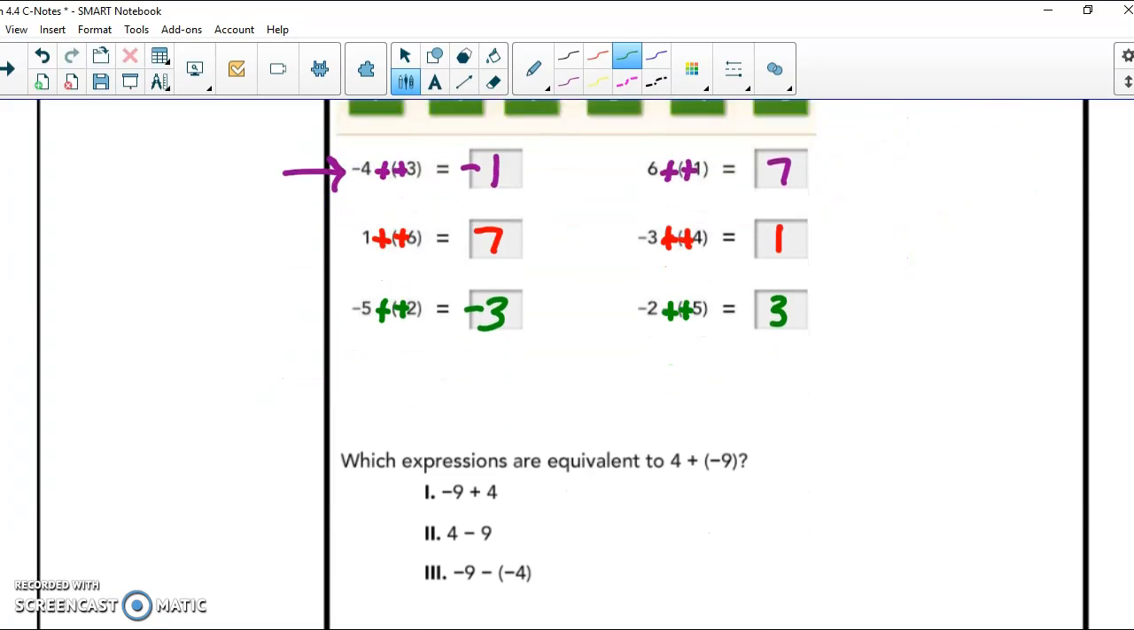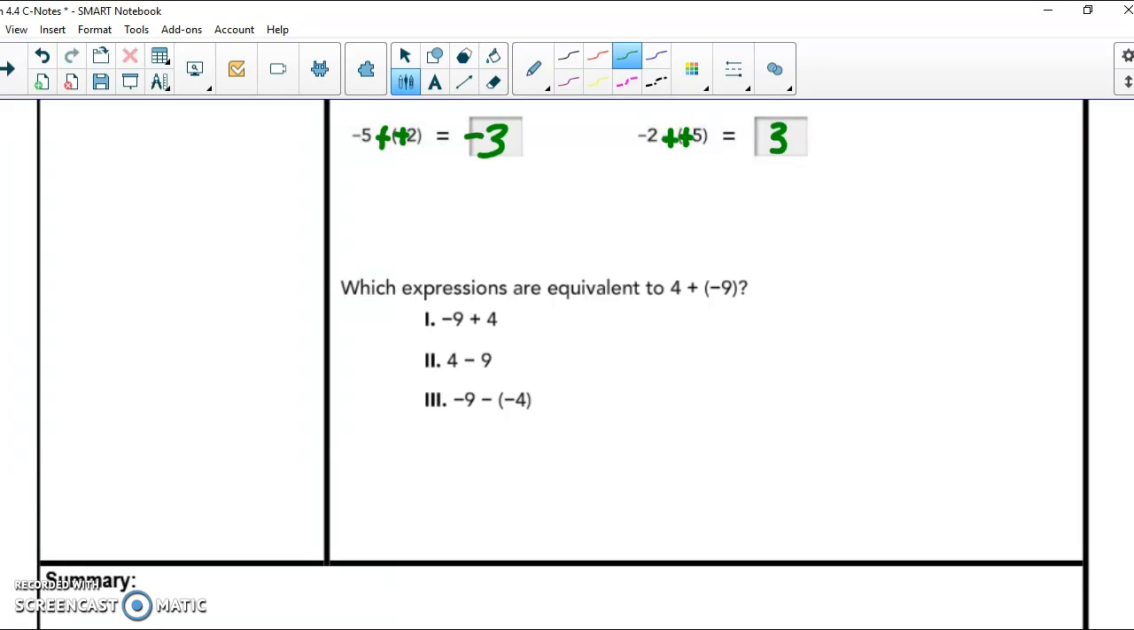All right, great work. Last part of your notes, and then you can dive into your homework. We're looking for which expressions are equivalent to 4 plus negative 9. So we're trying to think if there are any other ways to say this. So I think of it like this. I have two terms in this expression, right? I have a positive 4 and I have a negative 9.